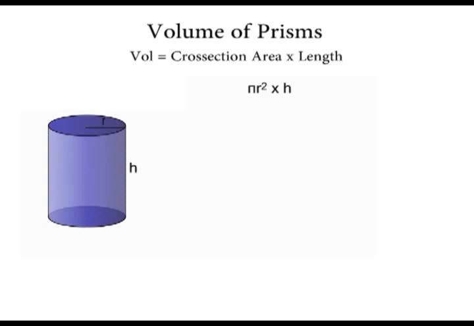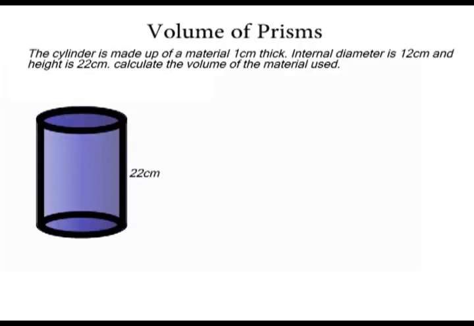Let's take an example. The cylinder is made up of a material 1 centimeter thick. The internal diameter is 12 centimeters and the height is 22 centimeters. If the cylinder is open at the top, calculate the volume of the material used to make it.